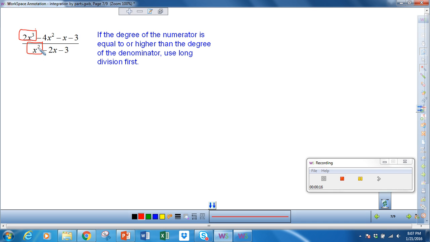Since the highest exponent on the top here is x cubed and the highest on the bottom is x squared, we're going to have to use long division. I think you guys learned this maybe in Math 3. It used to be taught in Algebra 2, so I'm not really sure where it's taught now.